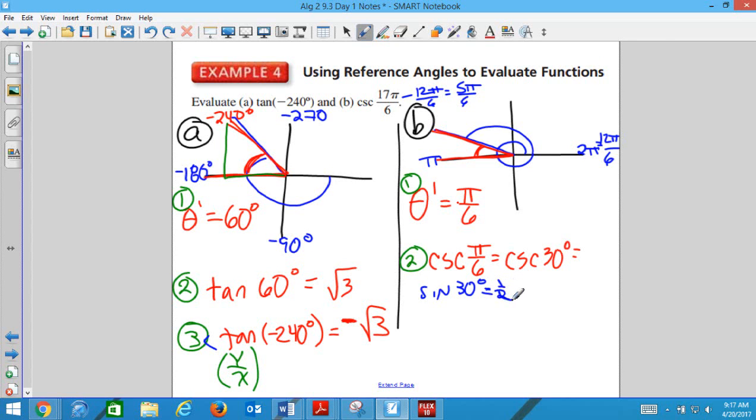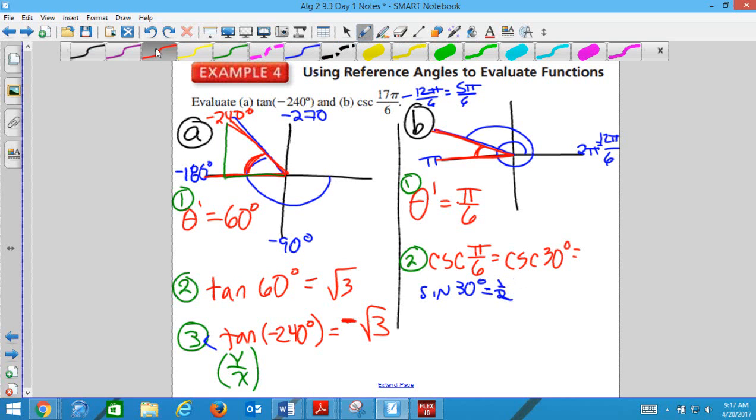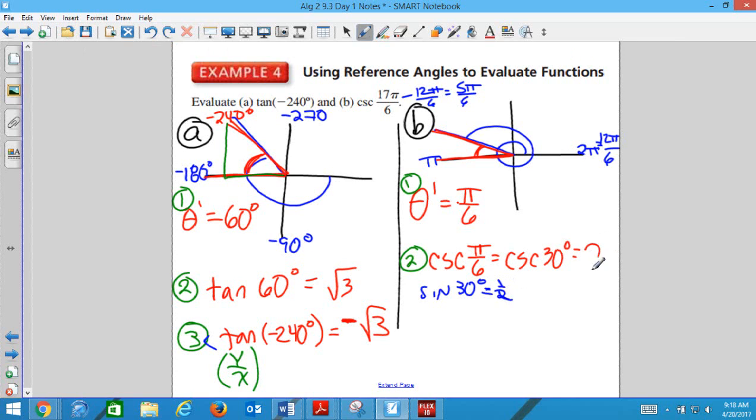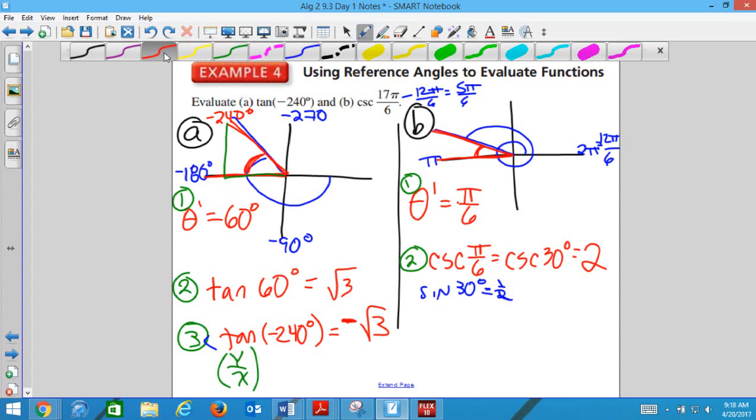So then I flip it. What's the cosecant of 30 degrees? 2. Okay, this is how I think through it. You might just have memorized that the cosecant of 30 degrees is 2, but I don't memorize it. I go off of sine. So we know the cosecant is 2. Then we have to figure out the correct sign.